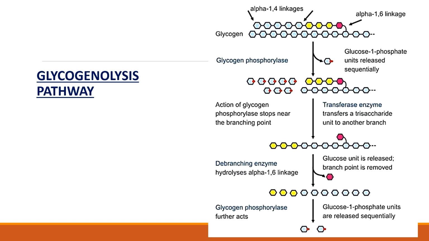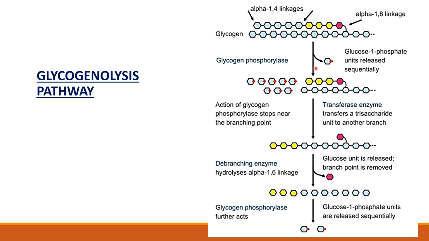This is the overall pathway of glycogenolysis. Glycogen has glucose moieties linked by 1,4 and 1,6 linkages. Glycogen phosphorylase initially acts, releasing glucose 1-phosphate moieties. Then the glycogen phosphorylase activity continues until it stops at the branch point. So the transferase enzyme transfers a trisaccharide unit to another branch point.